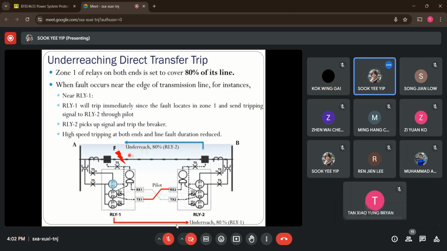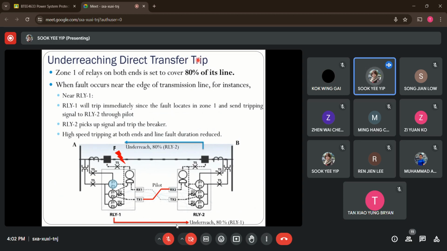Unlike the directional comparison scheme, now the distance relay has been set to be under-reaching. Take terminal A and terminal B, this is the line I want to protect. I'm using distance protection, so the first zone setting is set to be under-reaching, which is 80% of the line to be protected. That's why it's known as under-reaching direct transfer trip.